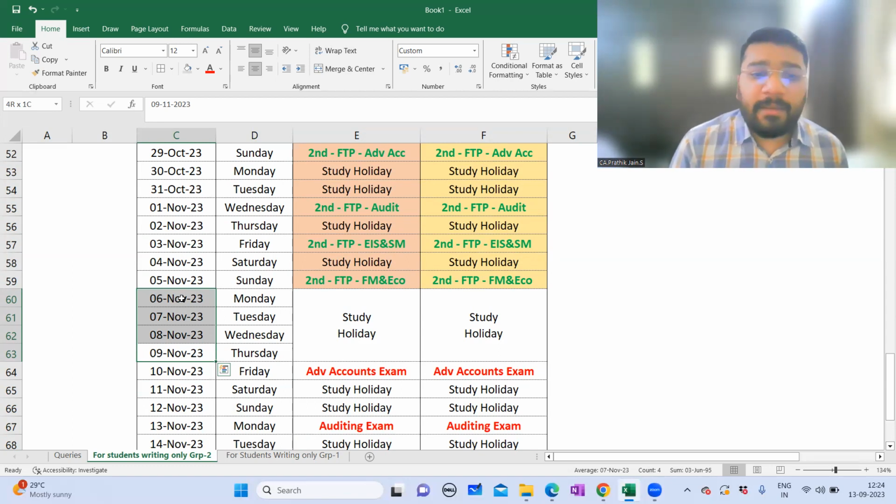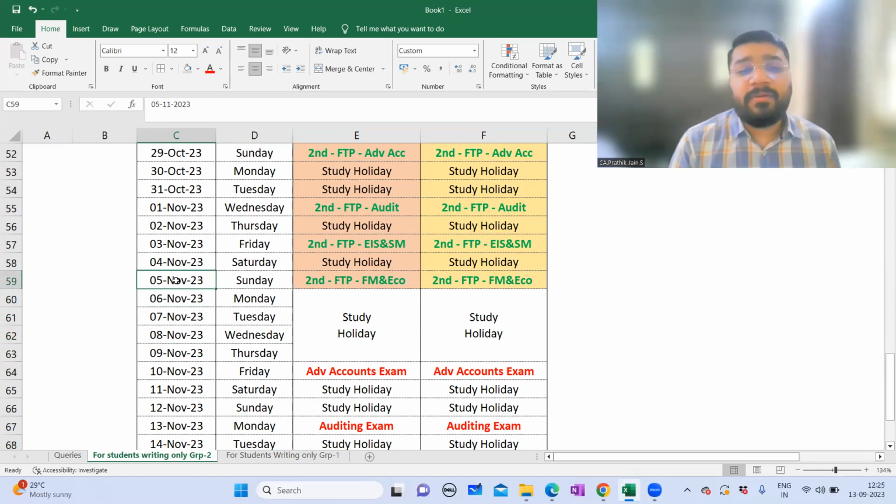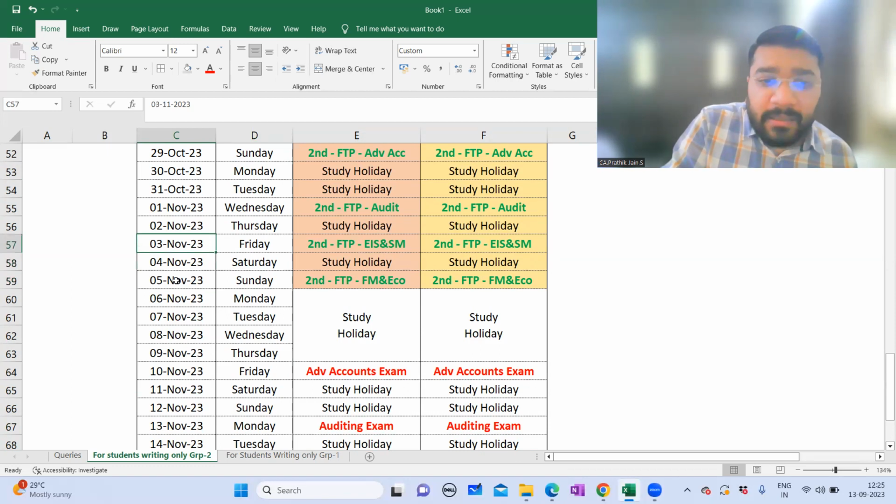So here I've taken an example of option 1. I've given 4 days study holiday for your ICAI advanced accounts exam, which means 5th November 23 will be the second full portion test on your FM and ECO. So 1 day holiday in between. Then 3rd November should be your second full portion test on EISM. 2nd November, Thursday, holiday. And 1st November, Wednesday, second full portion test on auditing.